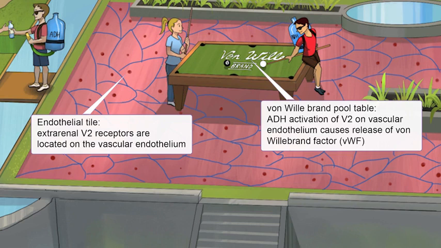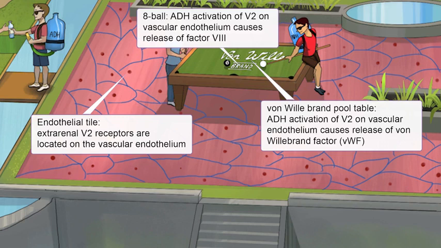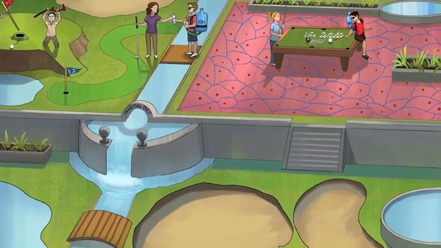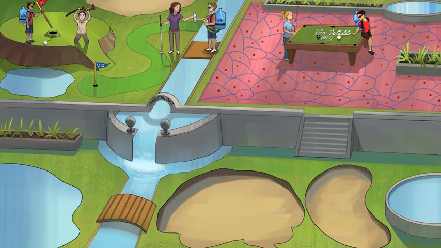In this sketch, the release of von Willebrand factor is signified by the von Will-Brand sponsored pool tables. And the secretion of factor 8 is represented by the 8 ball, of course. Both of these molecules are stored and released by vascular endothelial cells to aid in coagulation. Whoa, behind the back? That water boy is so cool. We'll return to the pool hall a little later. First, let's head back out to the golf course to discuss the role of ADH in the development of diabetes insipidus.